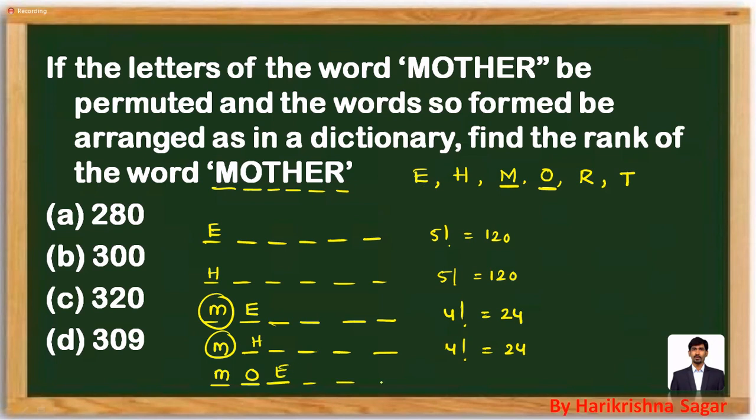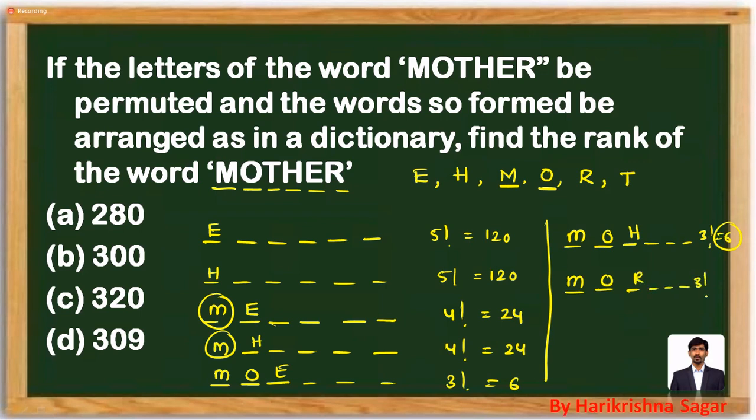That is MOE. This can be arranged in 3 factorial, that is 6. After MOE, the next one is MOH. H is also not a possible value. That is also arranged in 3 factorial, that's nothing but 6. After MOH, we go with MOR. MOR can be arranged in 3 factorial, that is equal to 6. After MOR, the next one as per the order should be MOT. Fix the T, go for E. This can be arranged in 2 factorial, that is 2. So M, O, T, after E, we can go for H, then E and R. This can be done in one way.